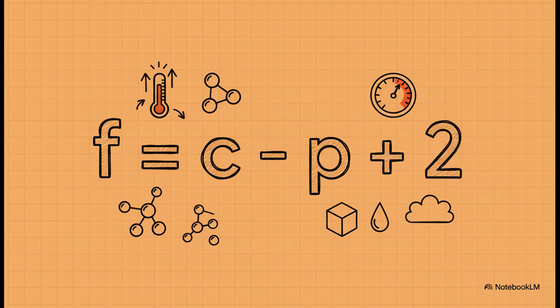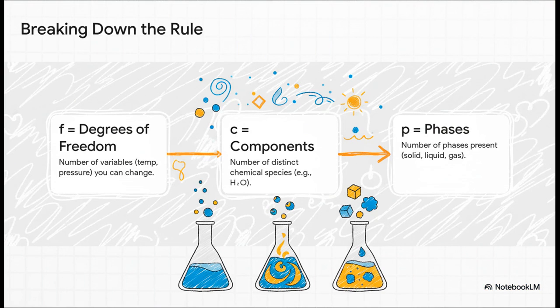Don't let the letters fool you. This little equation is an absolute powerhouse. It's the link between the number of chemicals, the number of phases, and what's called the freedom of a system. Let's break down what that really means. So let's crack this code.